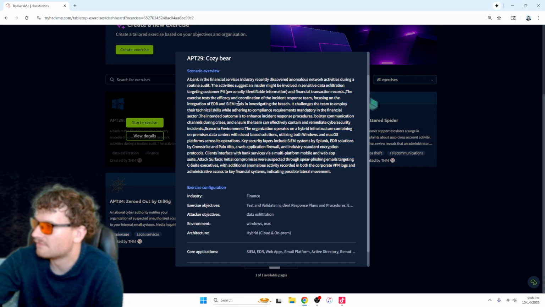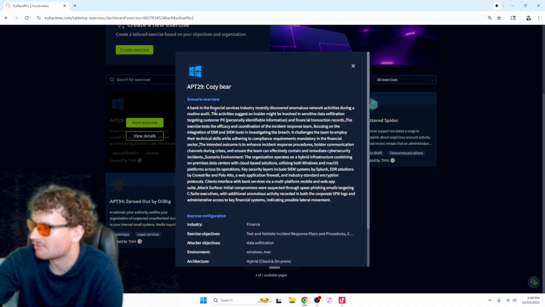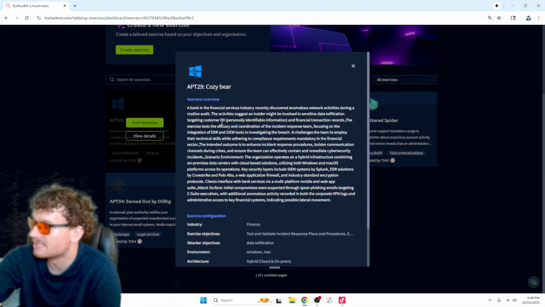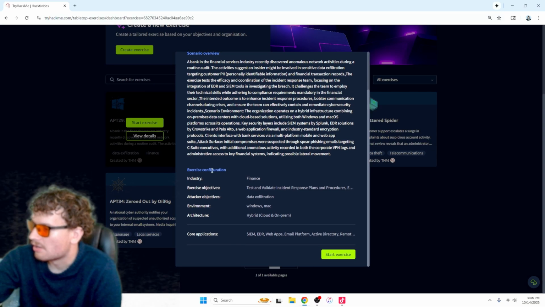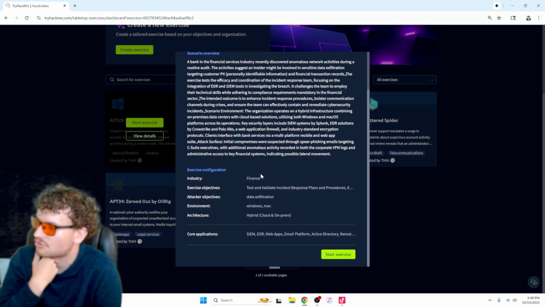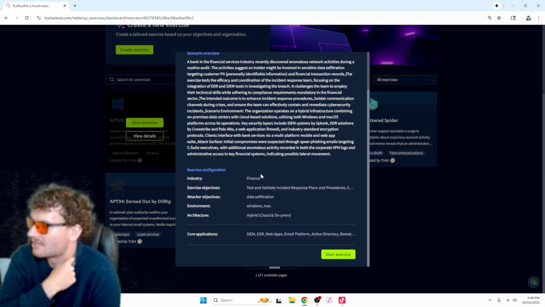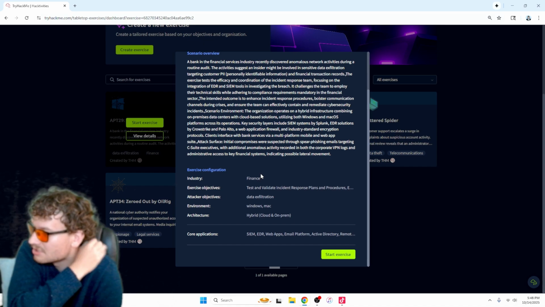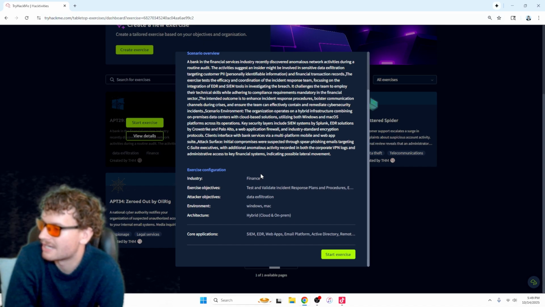Here's a scenario overview. I don't want to read this whole thing, but basically a bank in the financial service industry discovered network activities during a routine incident. An insider might be involved in sensitive data exfiltration, dealing with PII and financial transaction records. And then here we have our exercise configuration. The industry is finance. We have our exercise objectives right there. We have our attacker objectives, which is data exfiltration, and then we have our environment, our architecture, and our core applications.